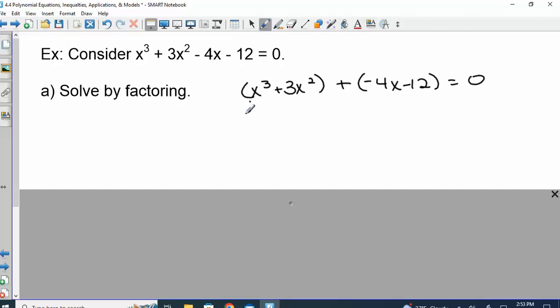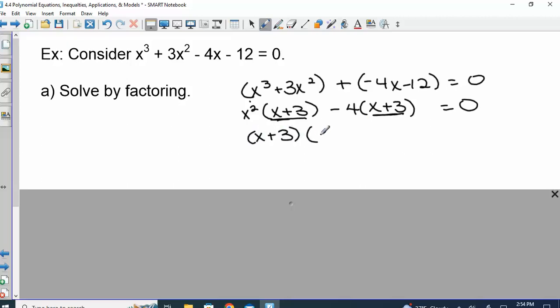So what comes out of the first parenthesis? And you're left with? And the second parenthesis? 4x plus 3. And grouping works when these parentheses match. We have two terms now. They both have the x plus 3, so we can factor that out. And then what are you left with?